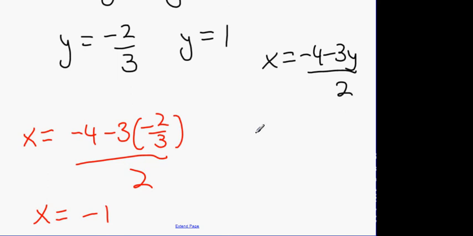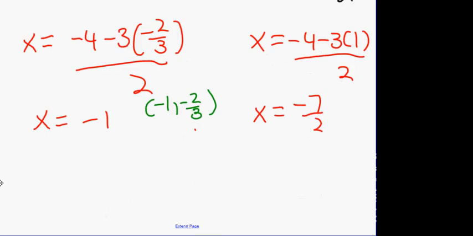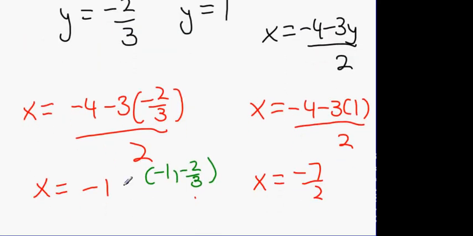The next one is when y equals 1, it's going to be minus 4 minus 3 times 1, all over 2. And this time x is going to be equal to minus 7 over 2. Therefore the 2 points are minus 1, minus 2 over 3 is the first set of answers. The second set of answers is going to be minus 7 over 2 and 1.